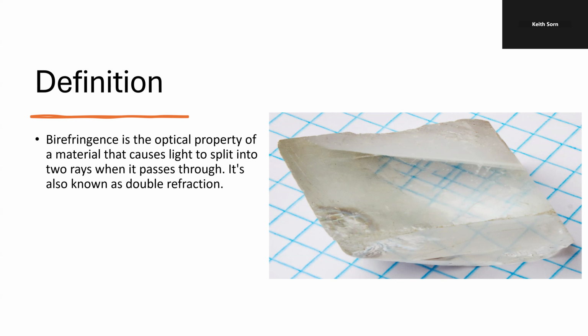As you can see, we have a crystal on a piece of graph paper. And if you look through the crystal, you see two sets of grids instead of one. There's only one set of grid under that, and the image is splitting.